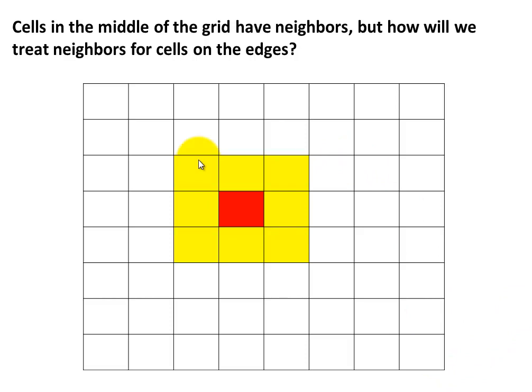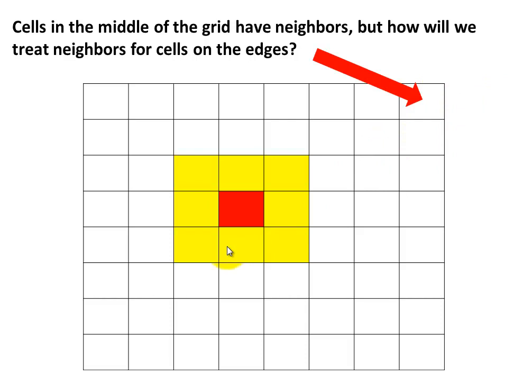So suppose we have an 8x8 grid and cells that are in the middle, like this red cell, they've got lots of neighbors. But the problem becomes what happens for cells that live on the edge. For example, this upper corner only has 3 neighbors, and so are we going to come up with a new rule for our edges? Are we going to somehow connect one side of the grid to the other? And so that's the whole topic of boundary conditions.